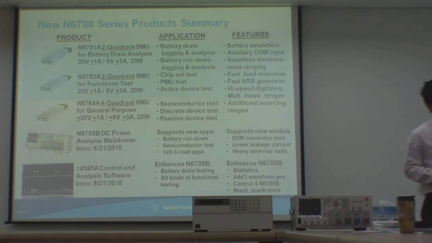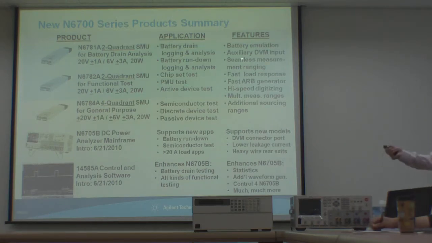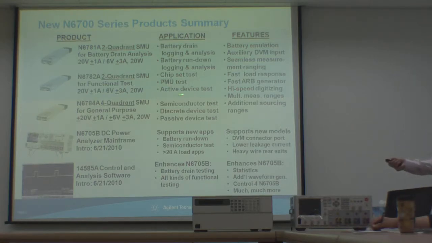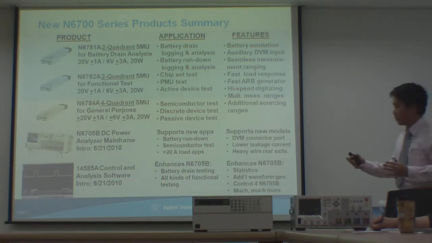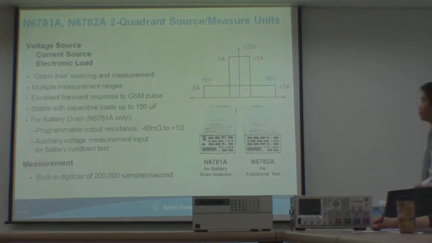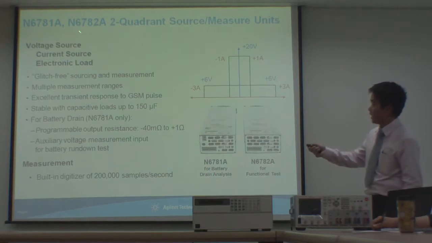As I explained earlier, with a typical power supply you have plus voltage and plus current. But these modules allow you to have minus current and minus voltage as well, so they operate outside the first quadrant. Some are optimized for battery rundown, chipset, and power management unit device testing, and some are optimized for other types of testing. Depending on what you're doing, you can choose different modules that go inside this box. For our first 2 modules, it's the 81A and the 82A.